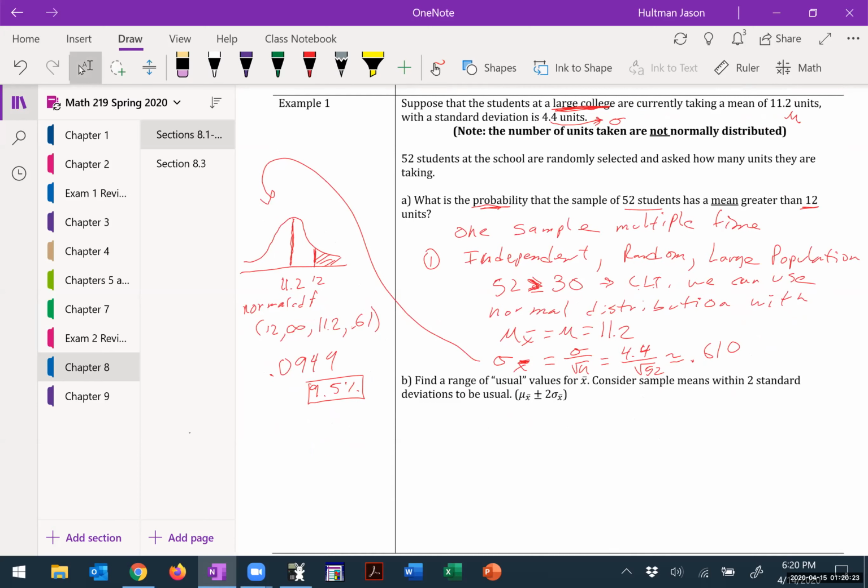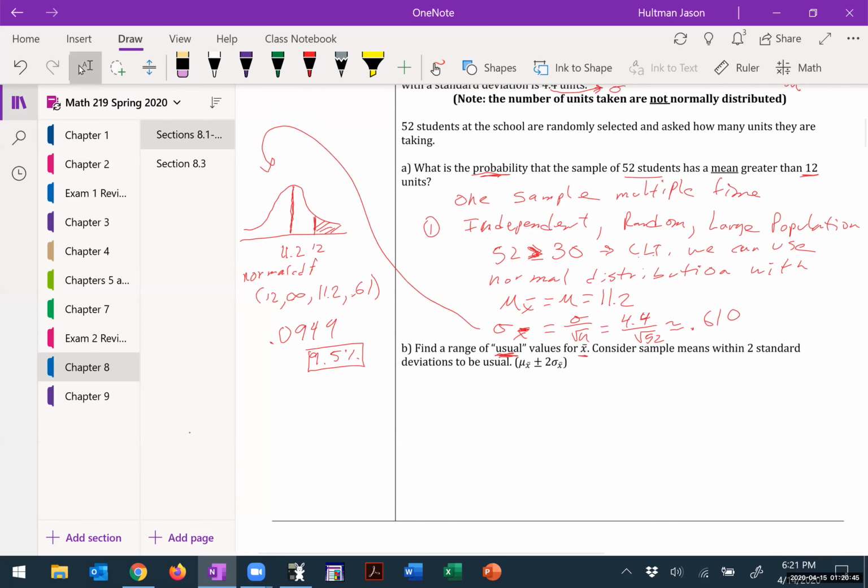Okay, considering the same parameters that we're dealing with as before, we want to find a range of usual values for X bar. Well, those are going to be values that are within 2 standard deviations of each other, right? Plus or minus 2 standard deviations. Those are going to be my usual suspects.